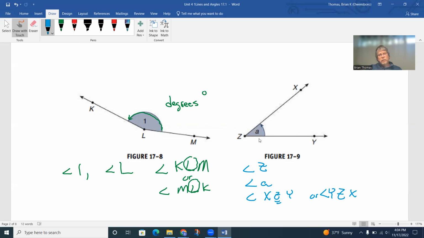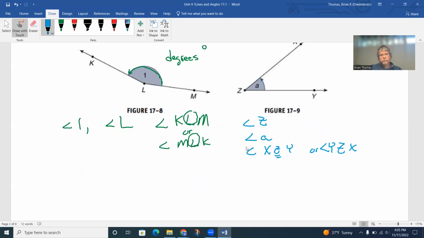So an angle can be named 3 different ways: by a number, or a small letter, or by the actual points on the line. If there's only one angle present, we can use 1 letter. But if there are multiple angles present, then we have to use 3 letters to describe it.